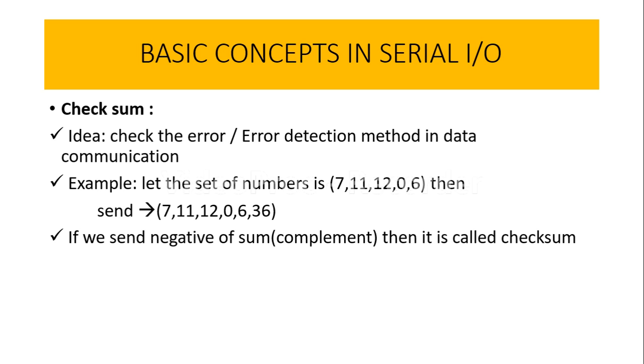By using the checksum, if I want to send the data, it will be something like this. I am going to send the numbers 7, 11, 12, 0, 6 and minus 36. The receiver is going to add the first 5 numbers, check the sum, and when they add the checksum, the remainder should be 0. If it is 0, then it is assumed that there is no error, and they are going to accept the data that has been transmitted.